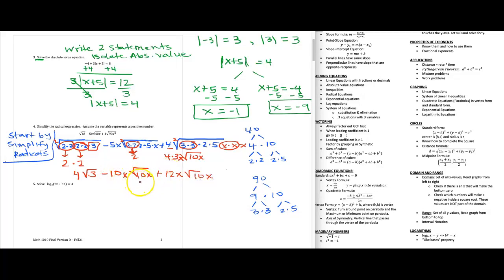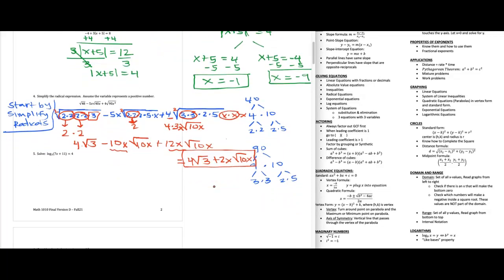And now I just need to combine the like terms together. Well, the only ones that are like terms are these last two terms because they're both square root of 10x. And so you're just combining the stuff that's on the outside together. Okay, so for our answer on this, we keep that 4 square root of 3, and then negative 10x plus 12x is going to be 2x. And then we still have that 10x inside. So all of that will be your answer.